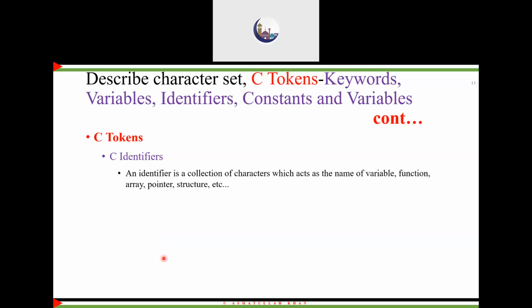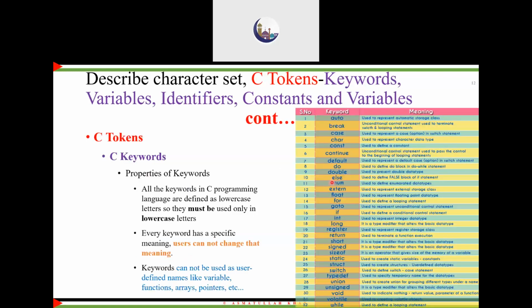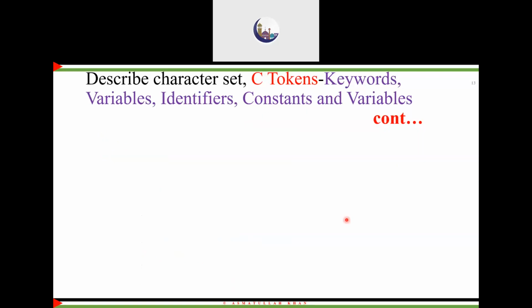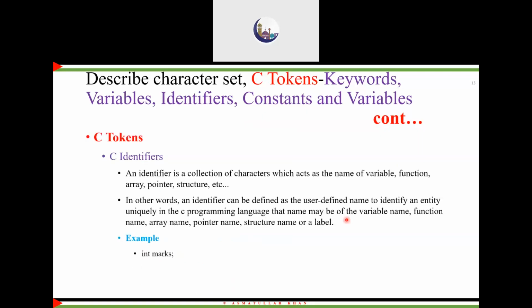So let's quickly get back to the previous slide and see, is there any marks available as a keyword? No, marks is not there. Is there any int? Yes, it's there. So whenever you want to create any identifier, you can create that identifier either to name a variable or a function or an array of variables or a pointer or to define a structure or union and so forth.